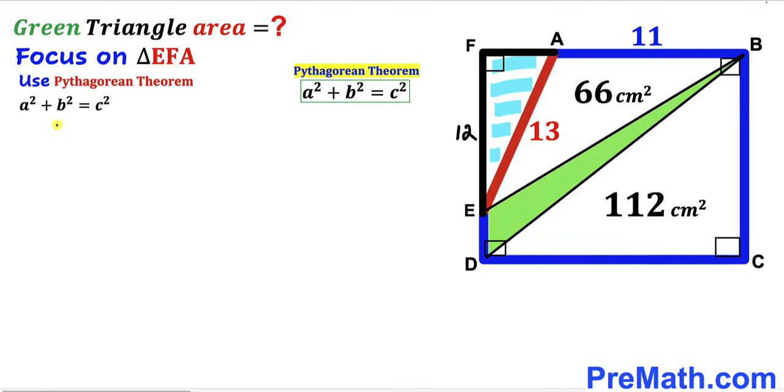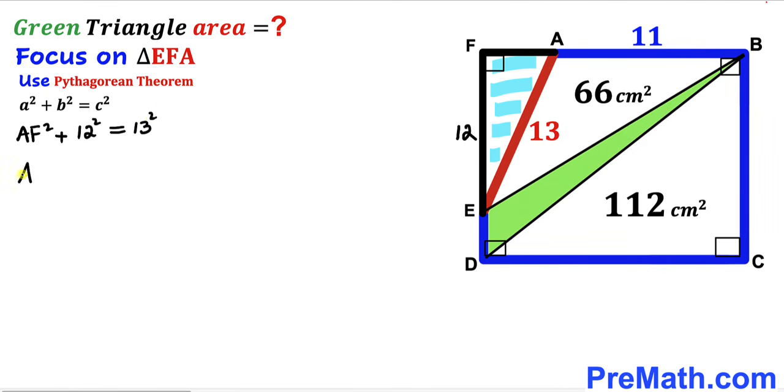Let's go ahead and fill in the blanks in this Pythagorean formula. So we've got AF square plus 12 square is going to be equal to 13 square. Let's simplify further. AF square plus 144 equals 169. And now we are going to subtract 144 from both sides. This is gone. So therefore AF square value turns out to be 25.